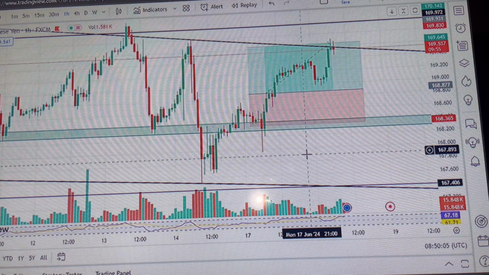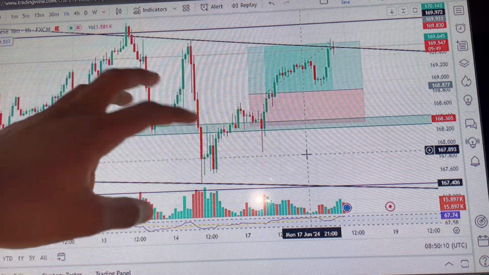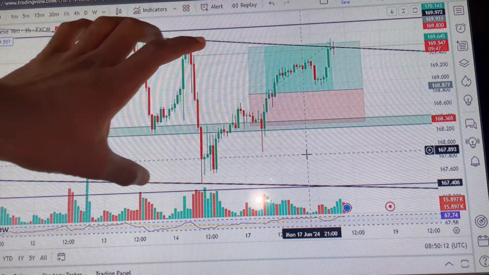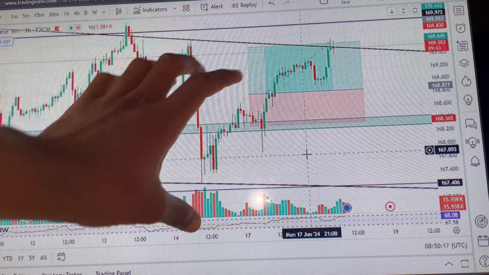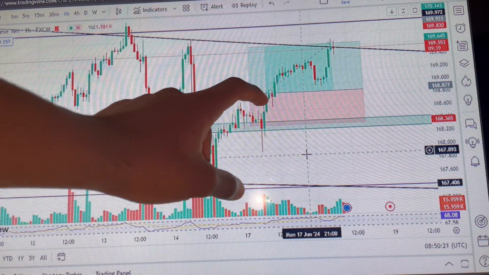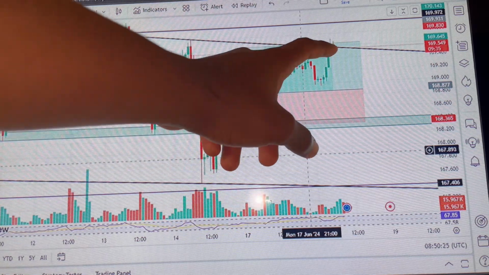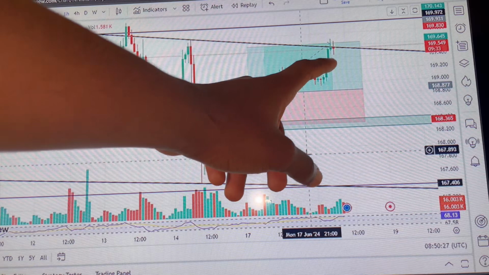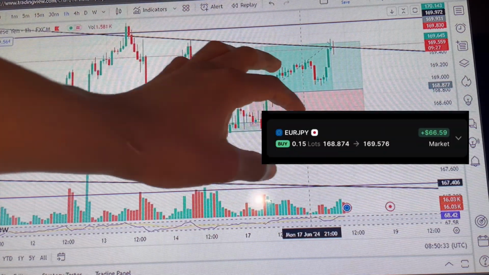As you guys could see, I did take some Euro JPY buys right here. Basically, I was just looking at an overall higher time frame channel. This is the 1 hourly time frame. So I was looking at a change of structure, which we did have. Then I got in right around that area. As you guys could see, I've actually just exited right there. As you guys could see on the screen, that's how much I made on this trade.